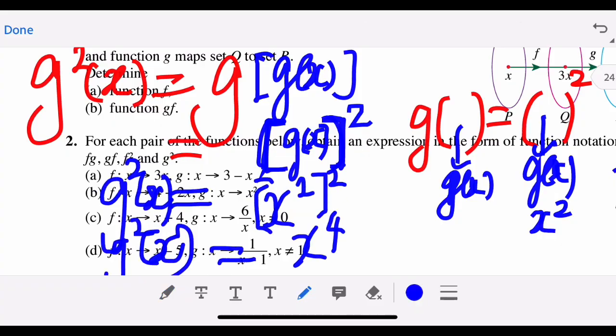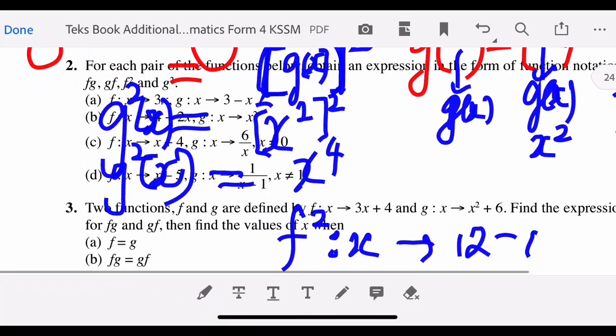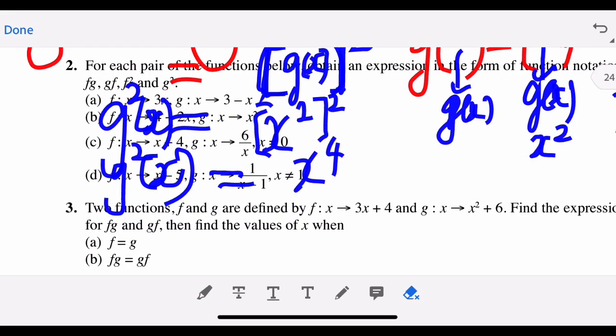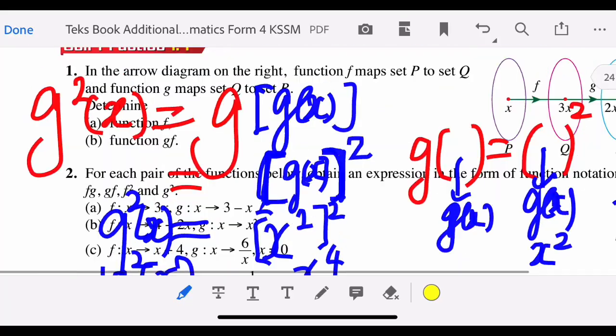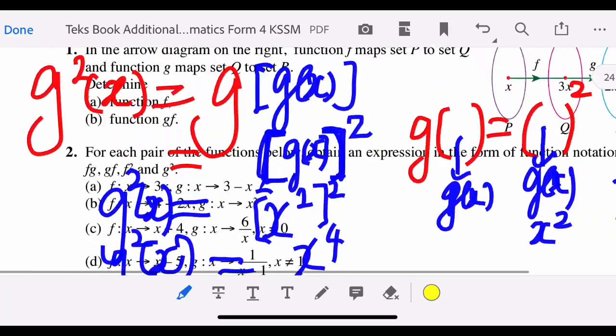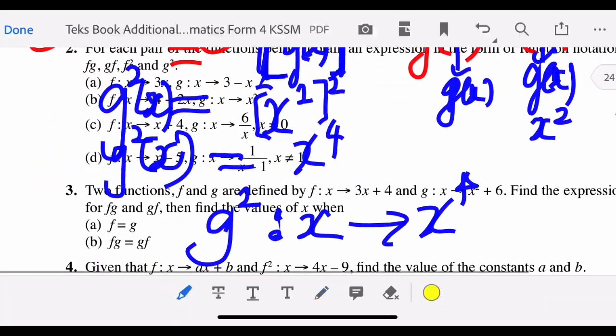Or you can write your answer in this way: g² maps x to x power 4. Alright, so this is about g². Okay, so we have settled question number b.